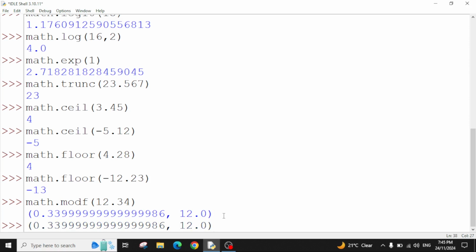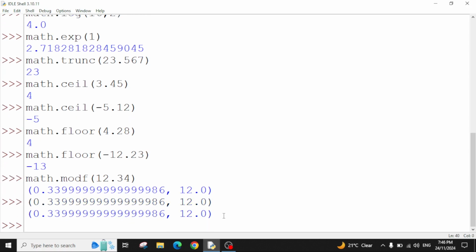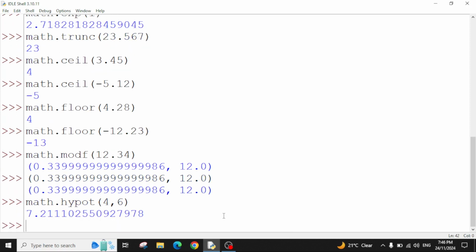The next mathematical function is hypotenuse. For a right angle triangle, if you provide two sides, say the first side is 4 and the length of the second side is 6, it will calculate the hypotenuse of that triangle, and in this case it is 7.2111.